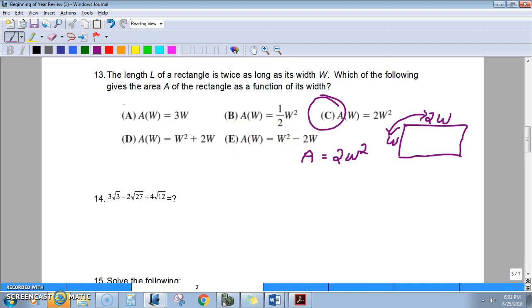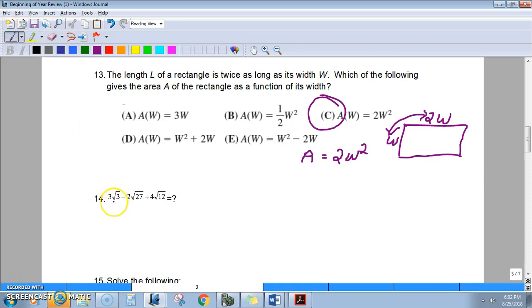Number 14, I have to make all of the radicals have the same square root, and then I can add and subtract them. Just like over here, if I have 2x and 3x, I have 5x. But if I have 2x and 3y, I can't add those together. They have to stay separate, right? So what I want to do is change all of those square roots to be square root of the same thing.